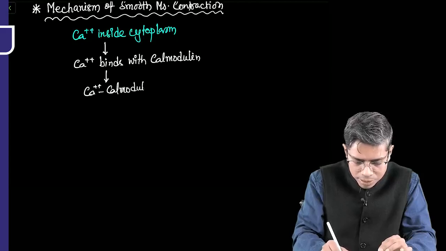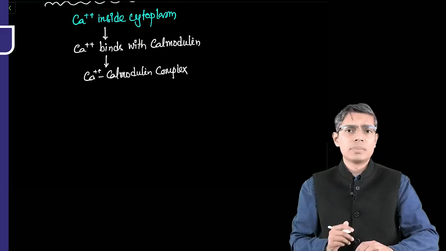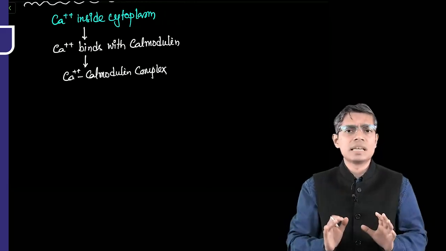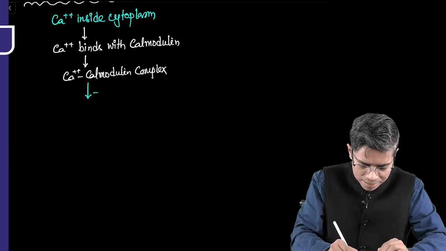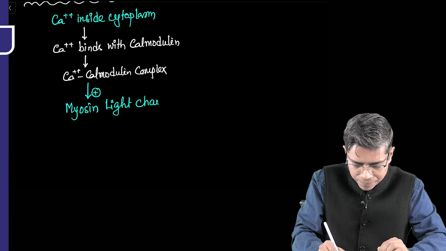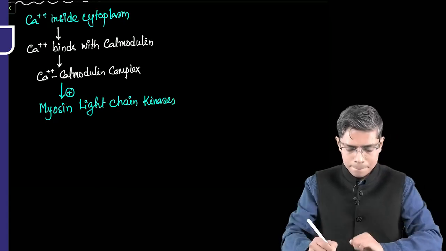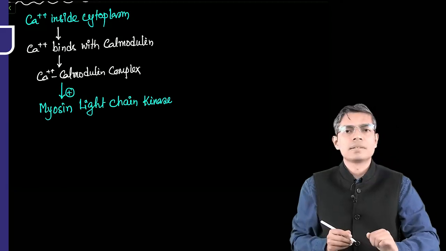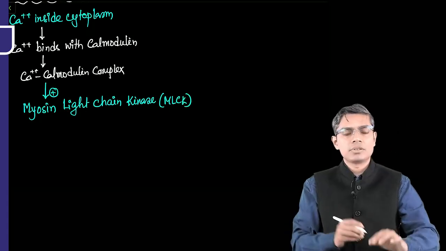Now it will form a calcium calmodulin complex, obviously. Okay. Now this calcium calmodulin complex is going to activate various enzymes, kinases, right? So I'm writing here, calcium calmodulin complex is activating myosin light chain kinase. Okay, myosin light chain kinase. So MLCK is activated. So this is an enzyme.